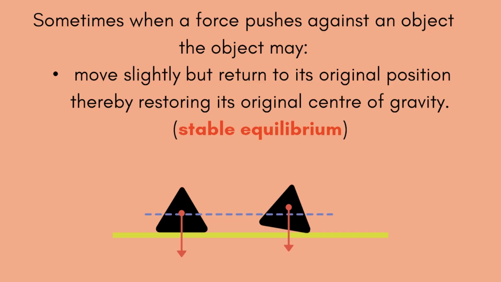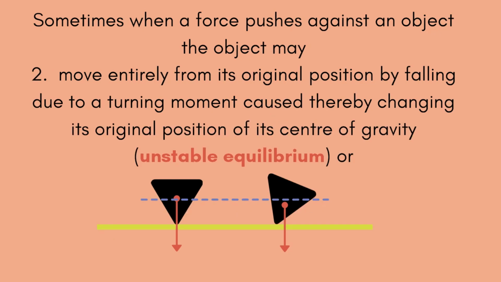Sometimes, when a force pushes against an object, the object may move slightly but return to its original position, thereby restoring its original center of gravity. And that's what we call stable equilibrium.